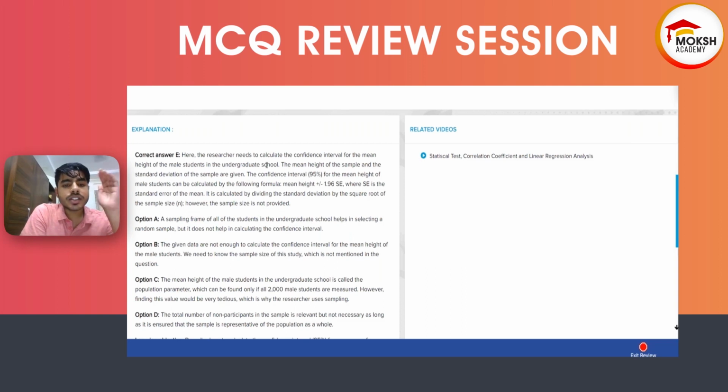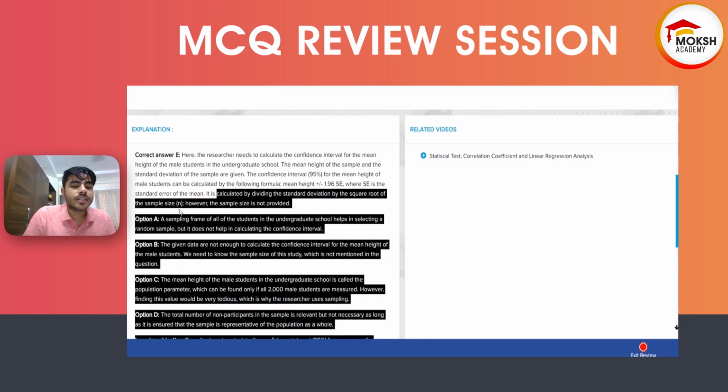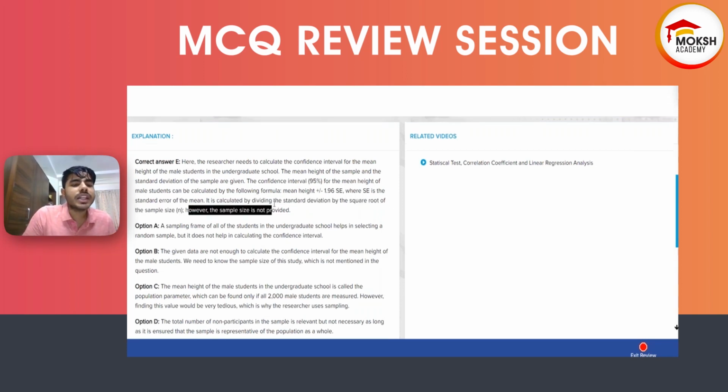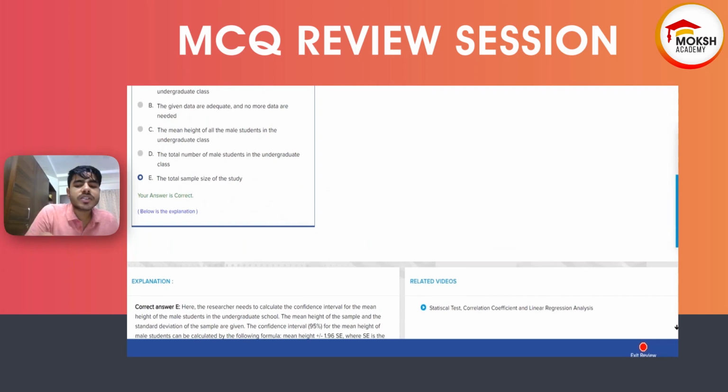Okay. So confidence interval, it is mean height plus minus 1.96 times SE. That is the formula for confidence interval. SE is the standard error of the mean. It is calculated by dividing the standard deviation by the square root of the sample size. Okay, however, the sample size was not provided, so that is what we needed. The total sample size of the study is what we need.